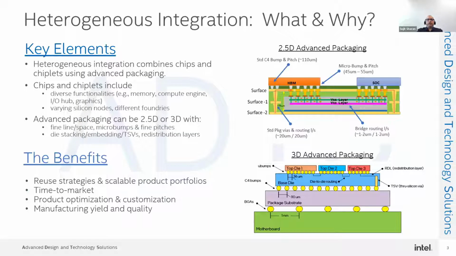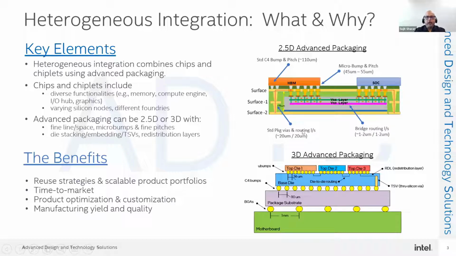So heterogeneous integration, what are the key elements that we look for? From our definition, we would look at heterogeneous integration as combining different chips and chiplets using advanced packaging techniques. These chips and chiplets can include different functionalities, memory, compute, I/O, graphics, across varying silicon nodes and across different foundries. We have looked at heterogeneous integration both from a 2.5D advanced packaging and a 3D advanced packaging perspective.